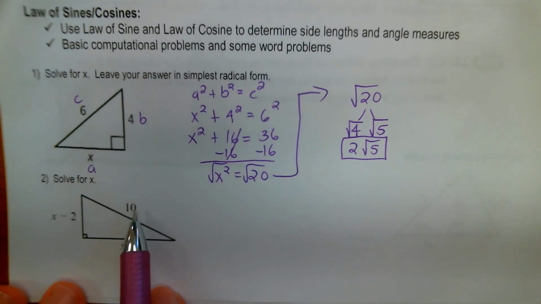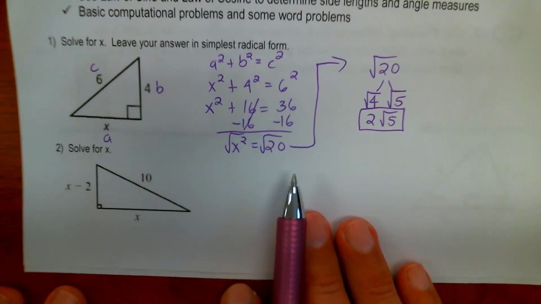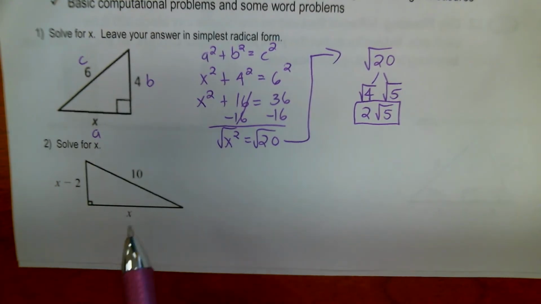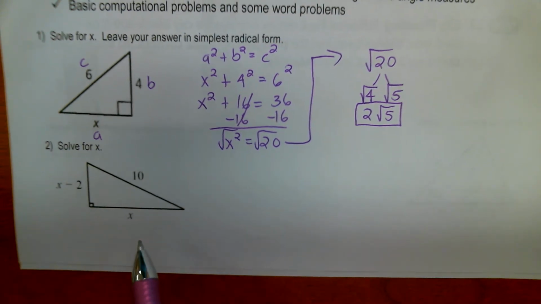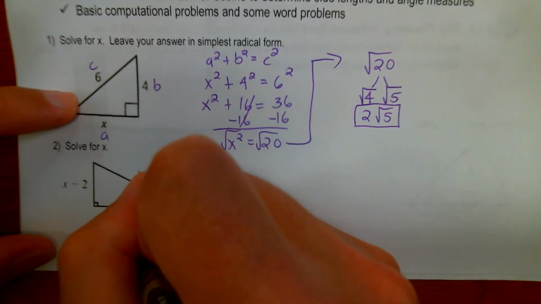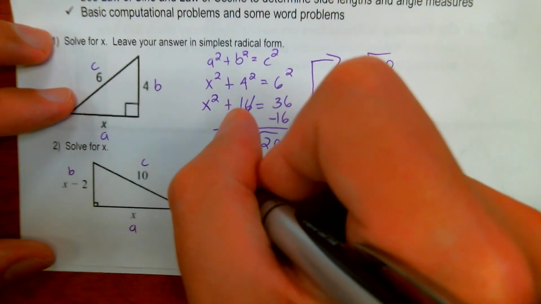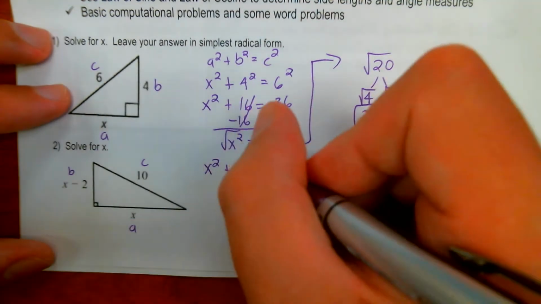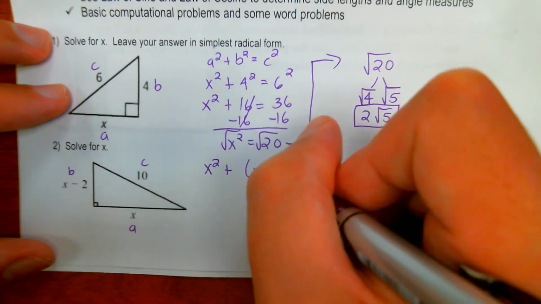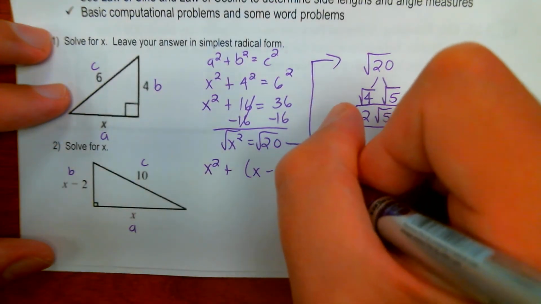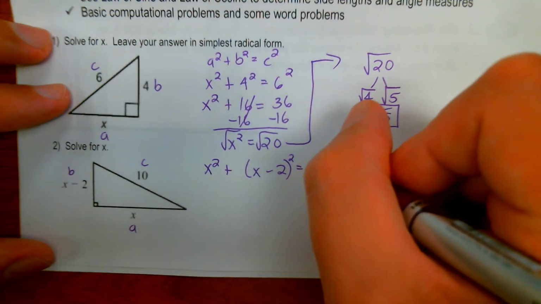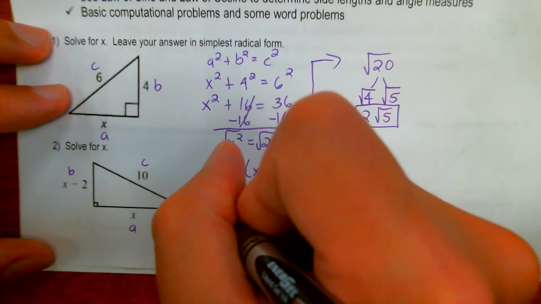Number 2: I have 10 and x minus 2. I'm still trying to find an unknown side, but this time I don't have two sides, I only have one side, though I have information on all of the sides. Again, I don't have any information about these other non-right angles, so this is still the Pythagorean theorem. I'll let that be my a, that be my b, and that's my c. So I have x squared plus b squared, and now I have to square this whole binomial, the whole expression, and that equals the hypotenuse squared, 10 squared. Here, just bring this down.